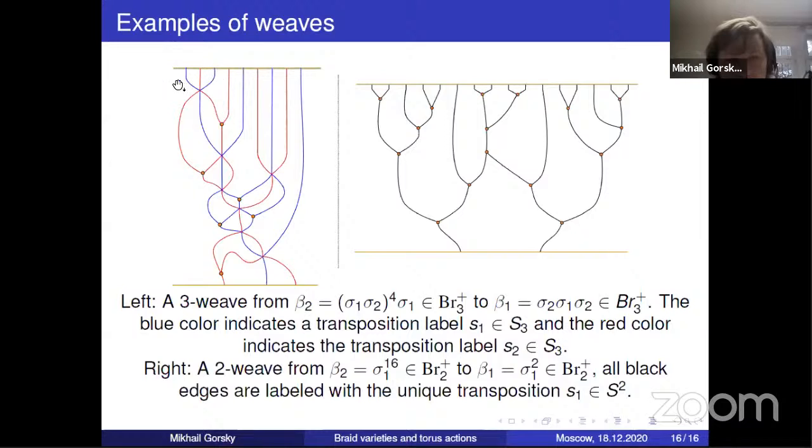The word on the top here is S1, which corresponds to the blue strand, if you wish, then S2, S1, S2, S1, S2, S1, S2, S1. We used all these braid moves and nil-Hecke relations to get just S2, S1, S2. And this defines a correspondence between the braid variety for beta 2 and the braid variety for beta 1. And actually, if we had no caps, then it defines an honest injective map. So this gives you some strata in the variety corresponding to this braid.